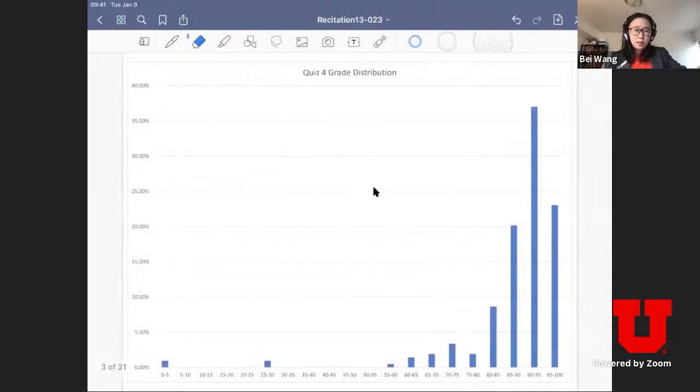Okay, so again, this is the distribution of quiz 4 grades. As you can see, for the majority of the students, more than 75% of students got a grade above 90 or so.